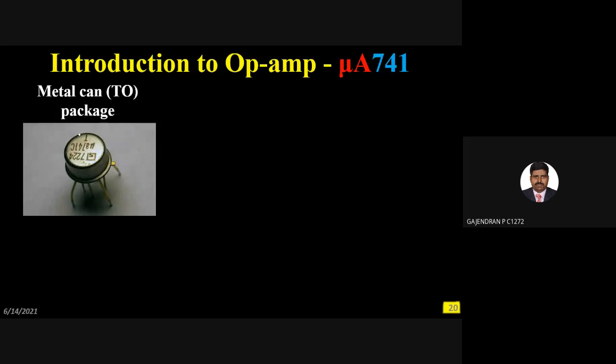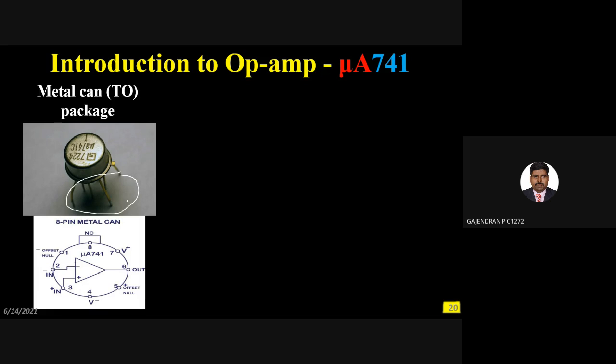The metal shield will be there, and you can see multiple terminals available. This is its pin out diagram. Can you tell me how many pins are there on this IC? 8 pins are there. And inside this circle, you can see a triangular structure. Are you able to see? Yes, sir.